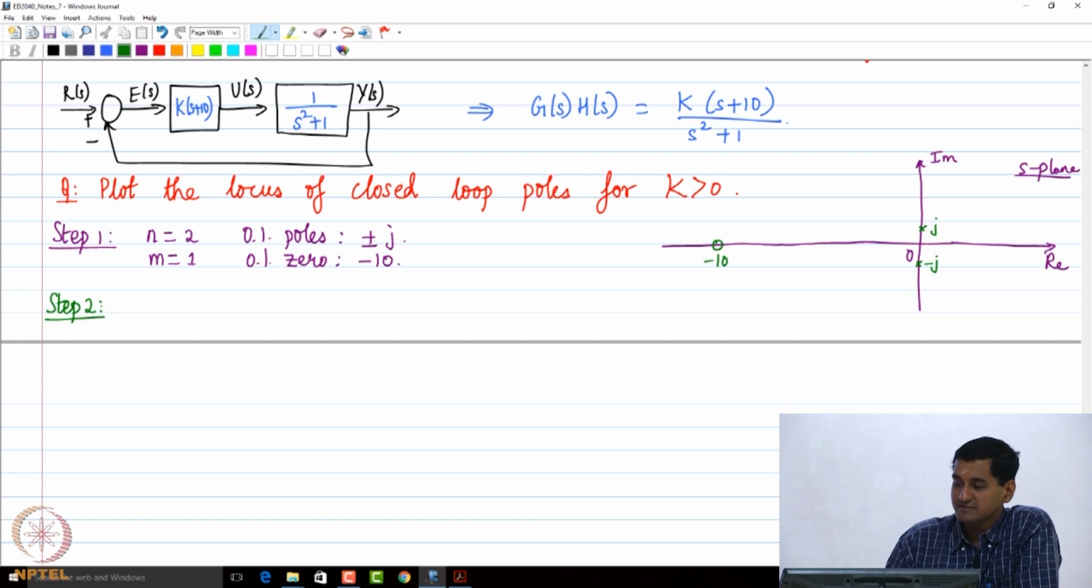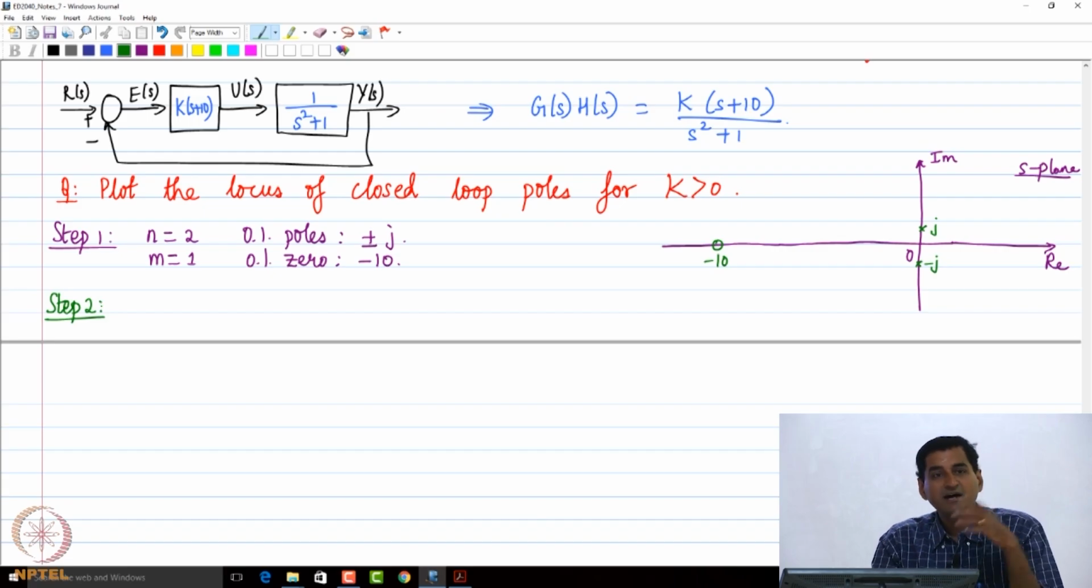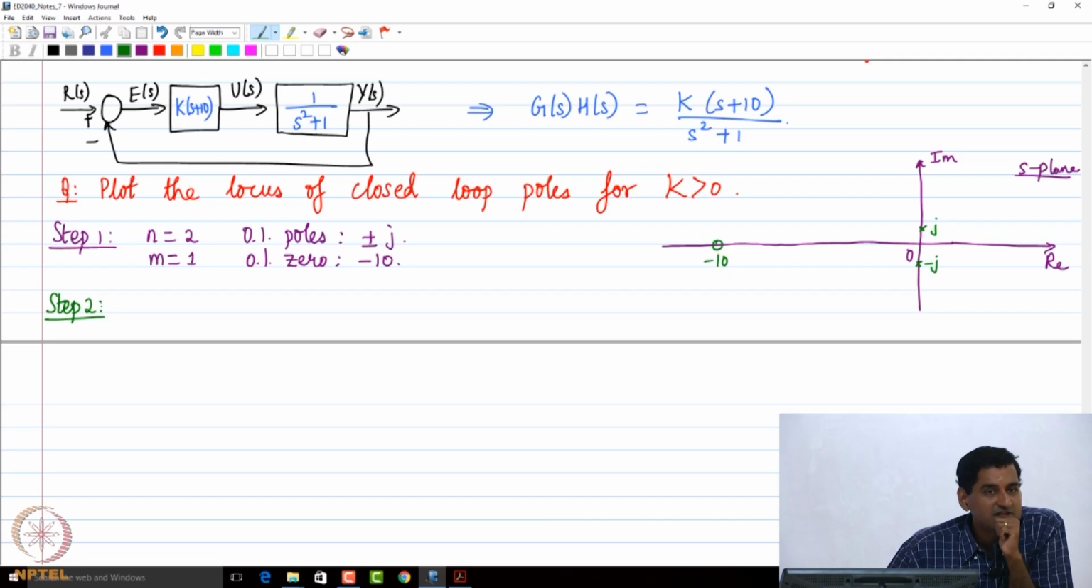Step 2 is to locate the part of the real axis that lies on the root locus. If you look at the real axis, are there any open loop poles or open loop zeros on it? There are no open loop poles on the real axis, but there is an open loop 0 on the real axis, and that cuts the real axis into 2 subregions. What are they? Minus infinity to minus 10 and minus 10 to plus infinity.